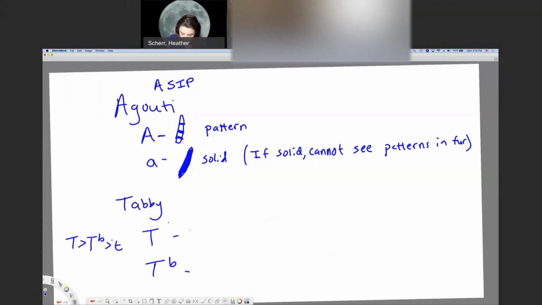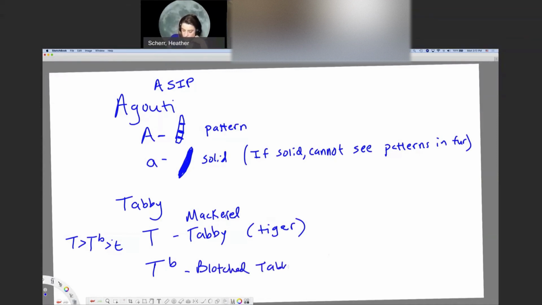So we have one allele that's going to give you the tabby, mackerel tabby, which is the tiger tabby. Okay, and then TB makes like a classic tabby or splotched tabby, we can call it, which is swirly. So it swirls on the body. So those are the patterns. So we're looking at the agouti for stripe versus solid, and then we'll look at the tabby patterns.